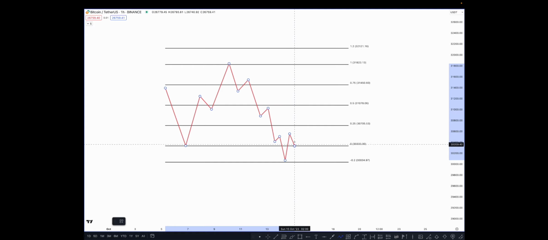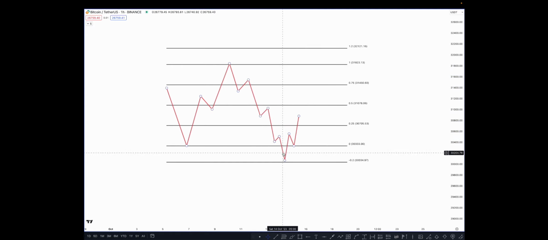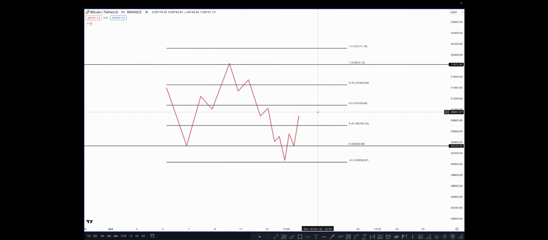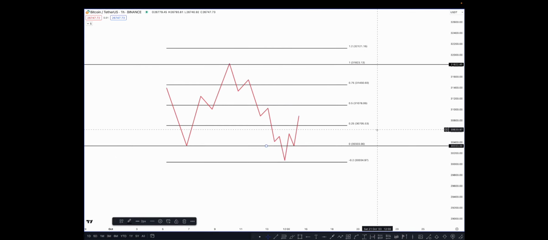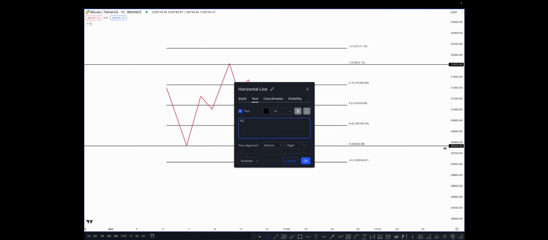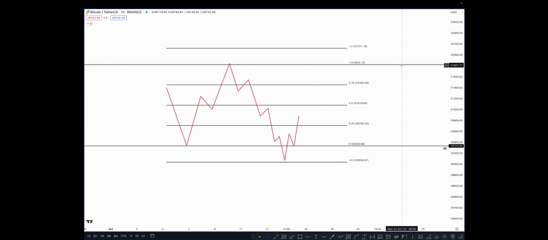If I get a false breakout there and it comes back inside, do I now have to change? If my range low was previously here, and this was previously my range high, right? Do I have to redraw it and move my range low now downwards? Range low and range high.